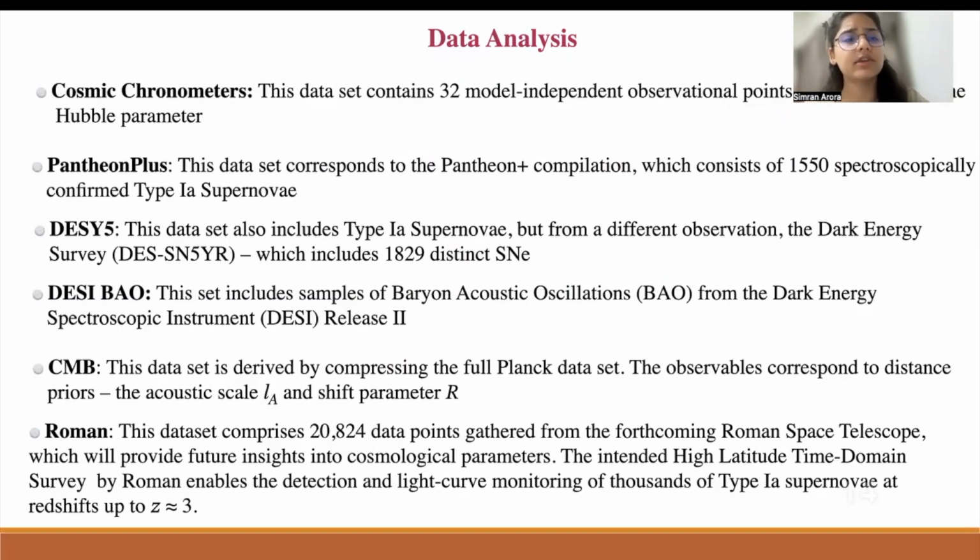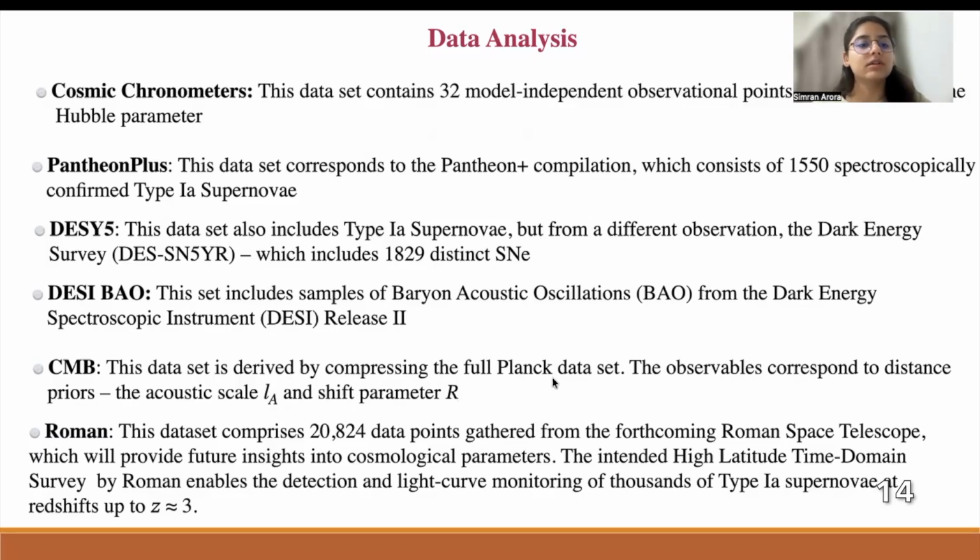So what are the data we used? We used cosmic chronometers, which is Hubble data. We also used different supernovae data, which is Pantheon Plus and DES-Y5. We also used DESI BAO data, which is the second release, the recent release data. We also used CMB compressed data, basically compressing the full Planck likelihood, which uses the shift parameter and acoustic scale.